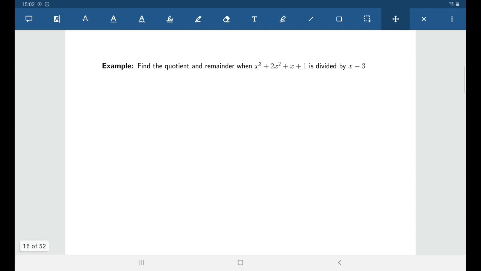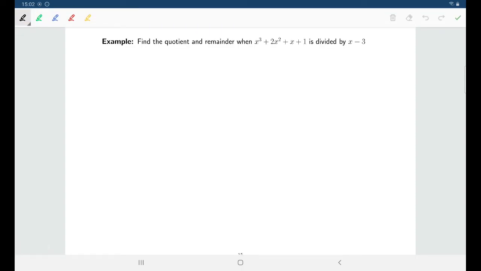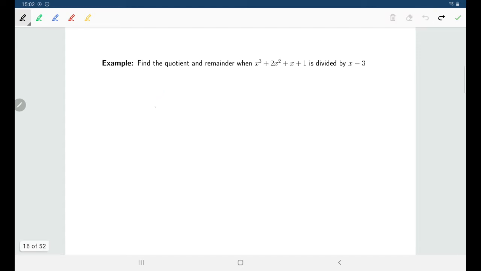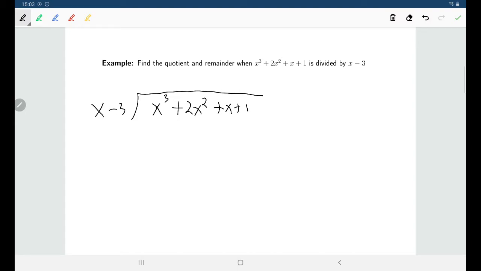Now the idea is similar when we're dividing with polynomials. So first off, I'm going to take my dividend, x cubed, and give myself a little bit more room. There we go. x cubed plus 2x squared plus x plus 1. And I'm going to divide by x minus 3.